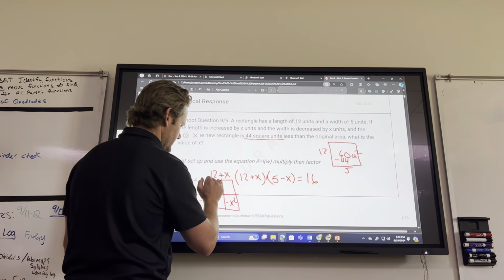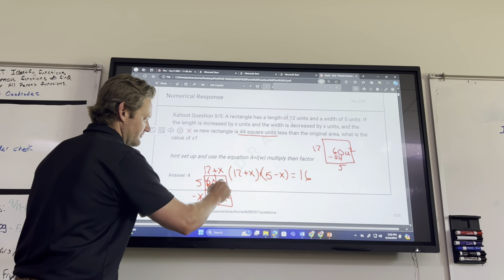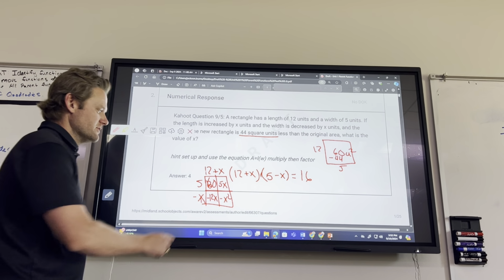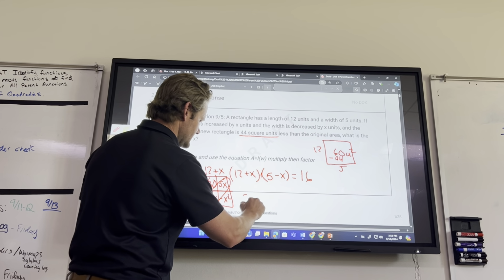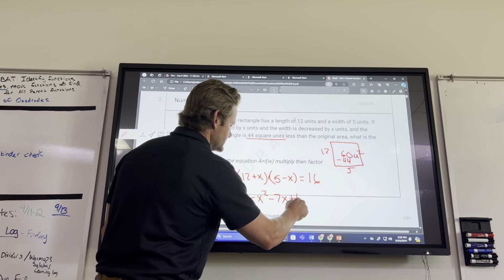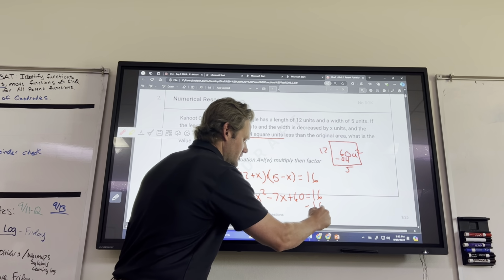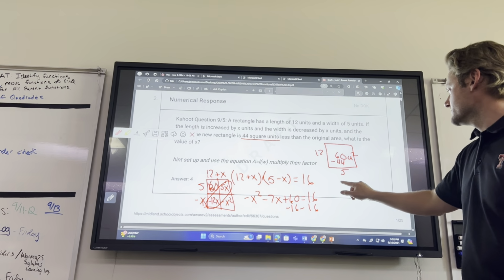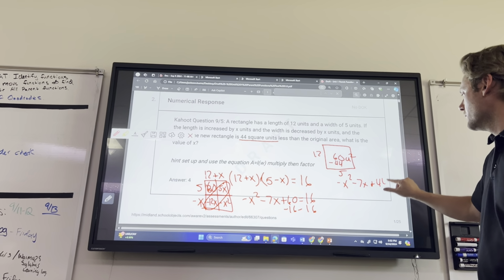Here I have the 5 times 12, which will give me 60. I know that's not that clear. Here I have 5x. Here I have negative 12x. Add my two diagonals together. What do I get? Negative 12 and 5. So I get negative x squared minus 7x plus 60 equals 16. I'm going to move my 16 over and factor, so minus 16. My new equation is negative x squared minus 7x plus 44.